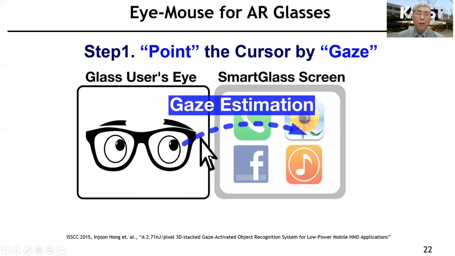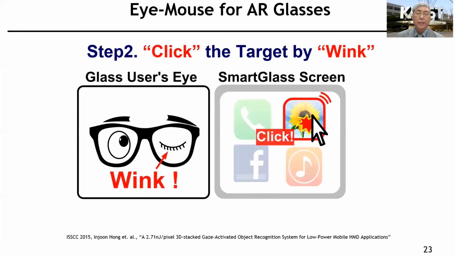And if you move your eyeball, then the cursor moves. And if you wink, then the cursor is clicked, so you can select the target object. So it's just a mouse, but the operation is done by your eye movement. It's very convenient, and you can conceal what you are doing from people around you.